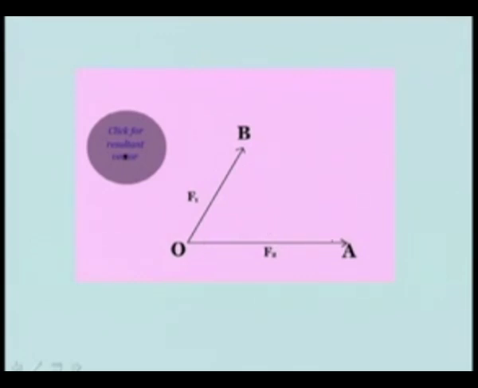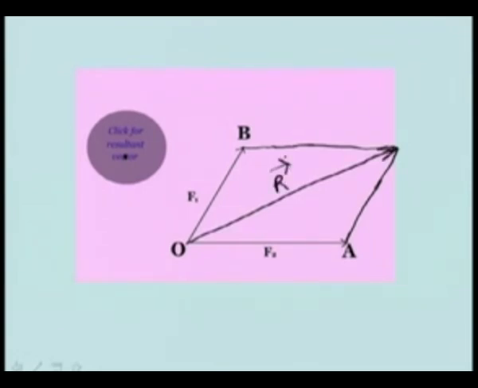Now here, this is force OA, this is F2, OB is F1. From B, I draw a line parallel to OA and of the same length as OA, and then joining A to this will be parallel to OB. Then this is the diagonal, this is the resultant force R.